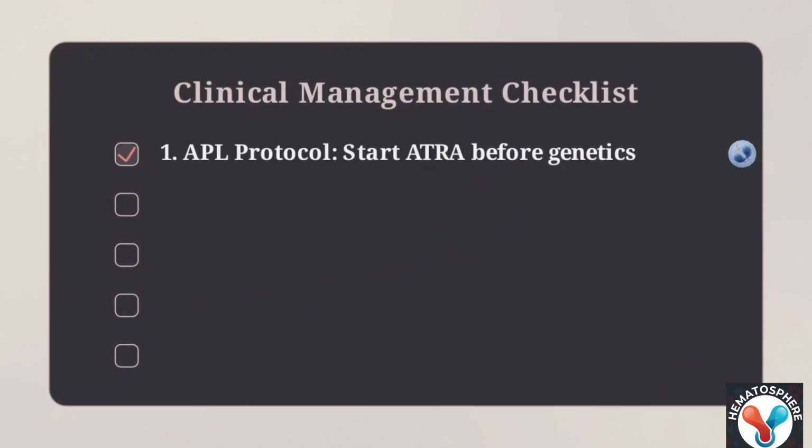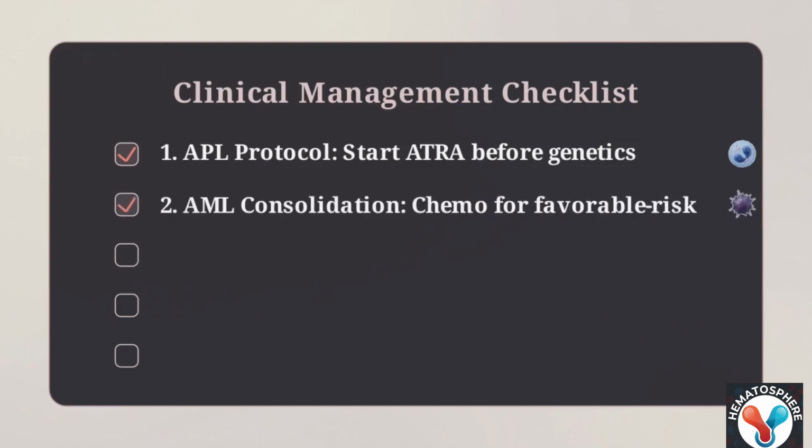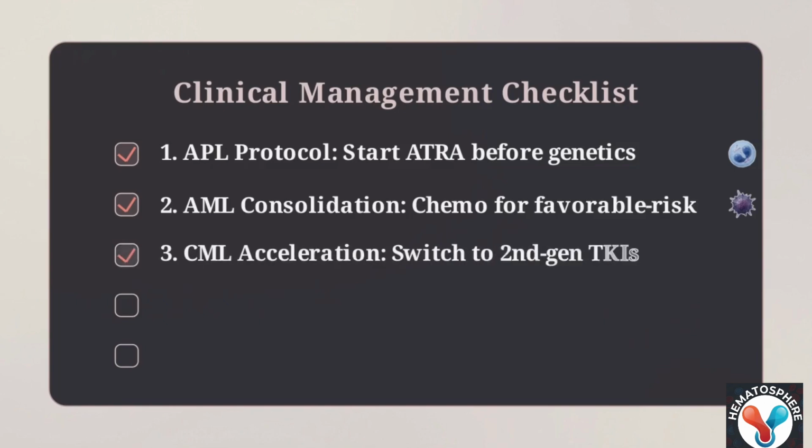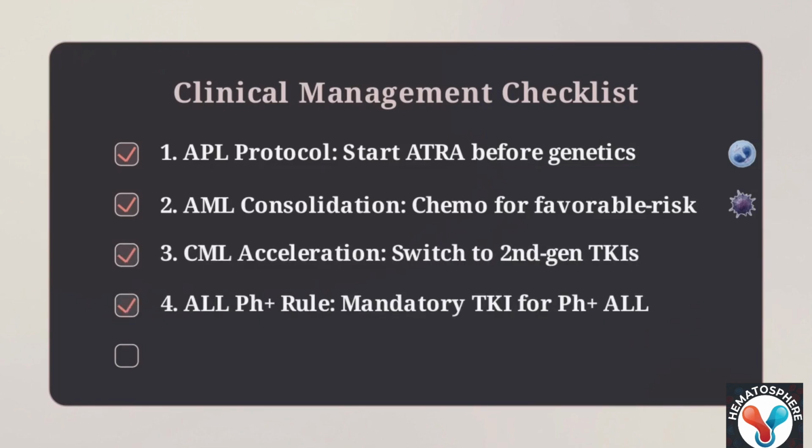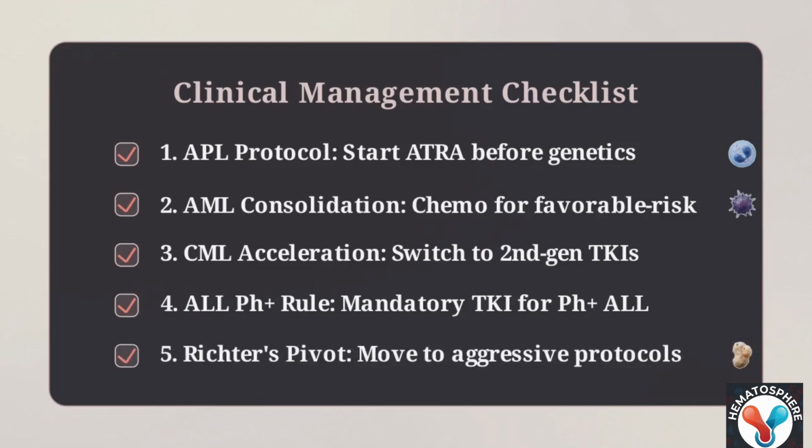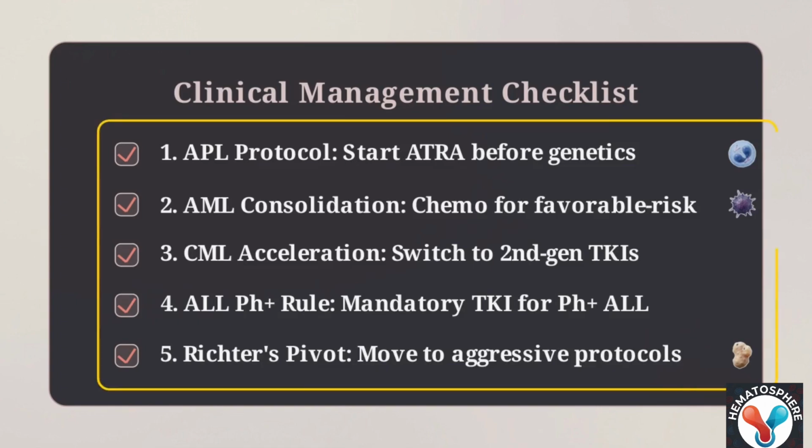Start APL treatment before the genetics return. Consolidate favorable risk AML with chemotherapy, not transplant. Pivot to second-generation TKIs for accelerated CML. Always include a TKI for Philadelphia-positive ALL. And for Richter's transformation, move directly to aggressive lymphoma protocols. Use this checklist to navigate the hardest vignettes on your exam.